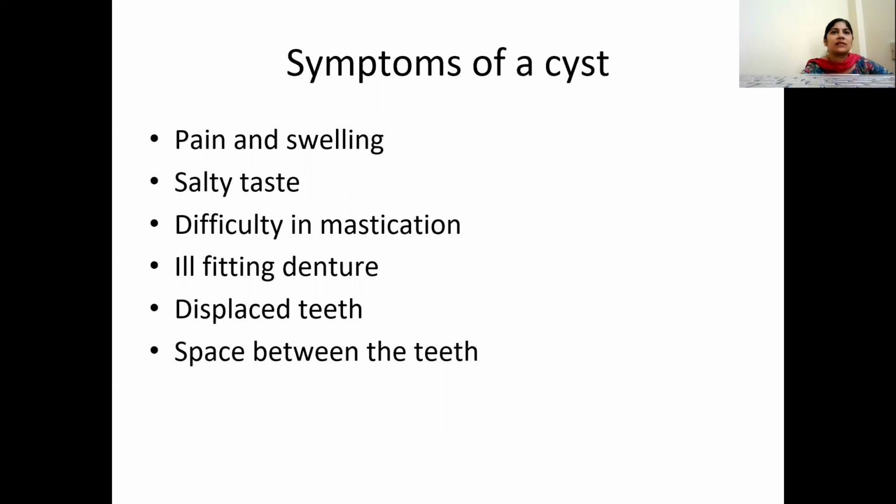What are the symptoms of a cyst? There is pain and swelling, salty taste, difficulty in mastication, ill-fitting denture, displaced teeth, and space between the teeth. So if you find a cyst, these are the features which can be seen concomitantly, but not all cysts will show all these symptoms. Pain and swelling are not always a feature. Salty taste is associated with the nasopharyngeal cyst. Sometimes difficulty in mastication can be noted, ill-fitting denture, displaced teeth, and space between the teeth. These are the symptoms which you see.